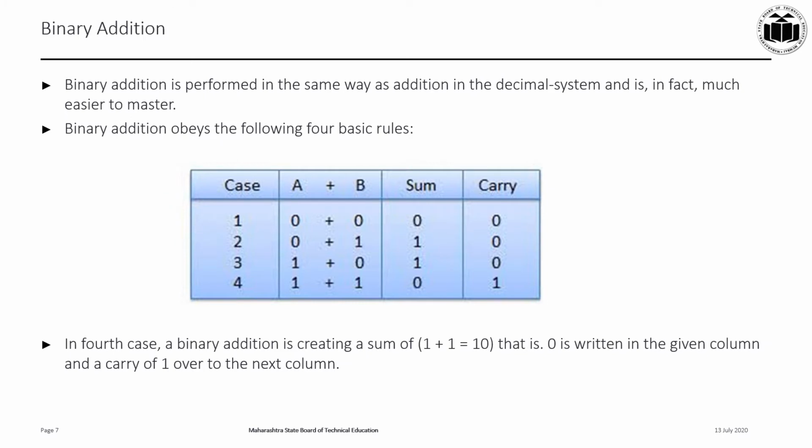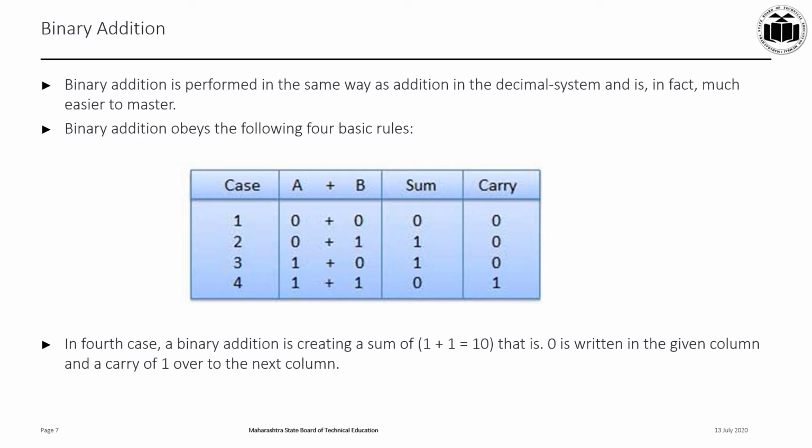Binary addition. Binary addition is performed in a similar way as the addition in decimal system. And in fact, binary addition is much simpler and much easier. The four basic rules for binary addition are: consider the case 1 where 0 plus 0, the sum is 0 and the carry is also 0. Case 2, 0 plus 1, the sum is 1 and the carry is 0. Case 3, 1 plus 0, the sum is 1 and the carry is 0. All these three cases are similar to the addition in decimal systems.